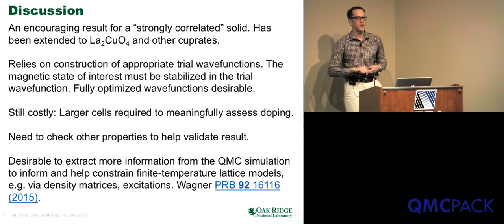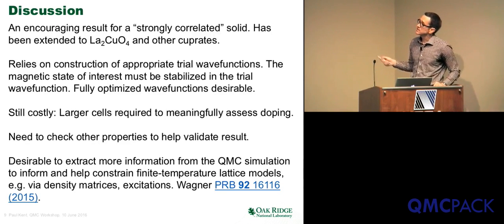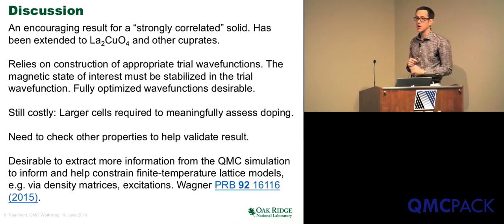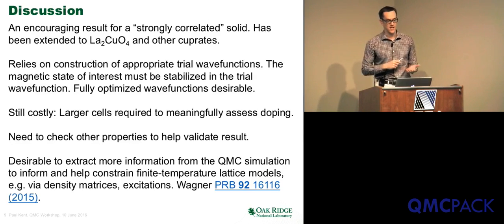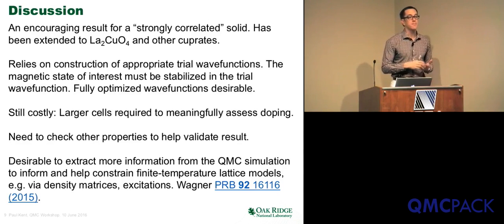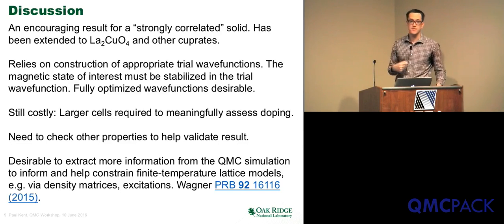So we can't rely on them too much, very simply logically. This is still quite a costly calculation. We would like to go on and look at doping of these materials, clearly. But that's actually going to be more expensive. We're going to need larger cells to do that at a realistic doping. So the parent materials are accessible. Doping is much more expensive these days.